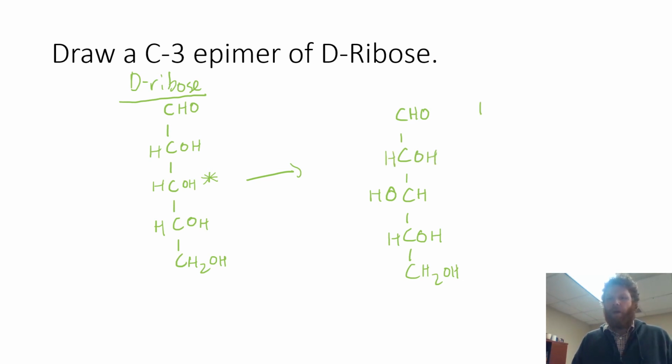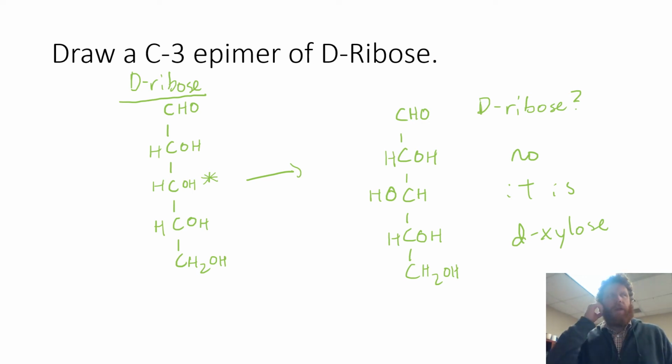So is this D-ribose? No, it is not. Instead, it is D-xylose. Now, this is something that we're going to get into a bit more on Friday, because we're going to be discussing all of our different aldoses. But this will get you thinking in that direction: what structure am I drawing? Am I changing the sugar when I make an epimer? And the answer is yes, but we'll get into that more on Friday.